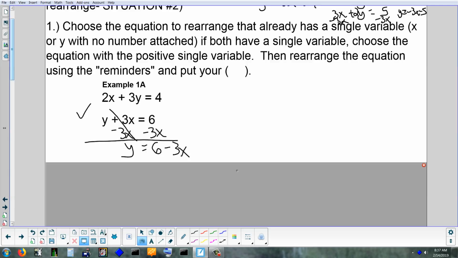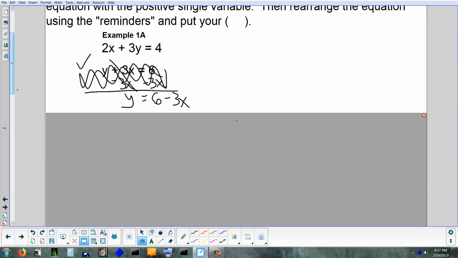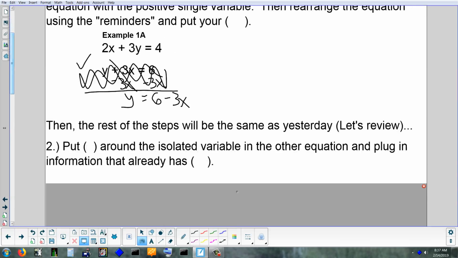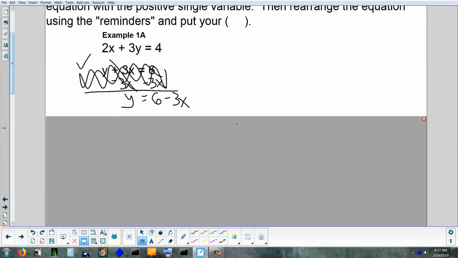That's right. Once I rearrange this, I'm not worried about the old one anymore. Once I rearrange it, it's gone. I'm going to use this now. It's the same equation, it's just rearranged. And then it says to put your parentheses. Let me just check step 2 here. Okay. So now we want to put parentheses around, and don't worry about the top equation right now. What am I going to put parentheses around when I just rearrange? Gigi? 6 minus 3x.